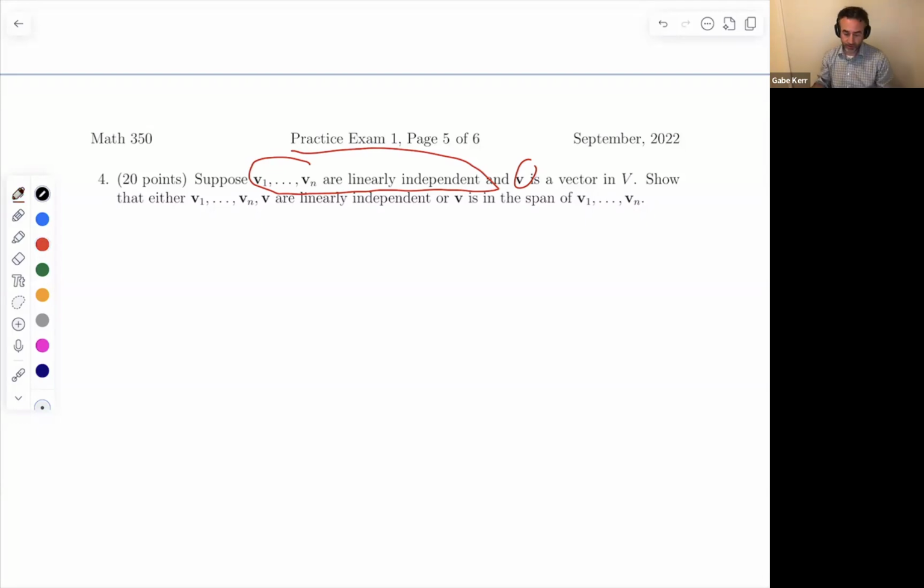Okay, so how do you go about showing something like this? Here's the idea. This is sort of a definition type problem. I want you to pursue the definitions. So here's how I would start. Either V1, V2, up through Vn, and then V is linearly independent.